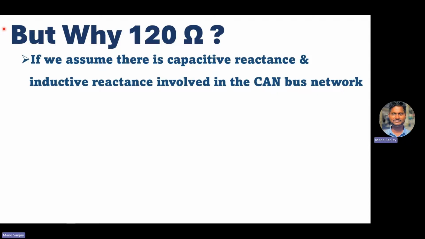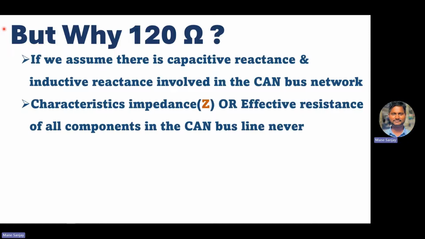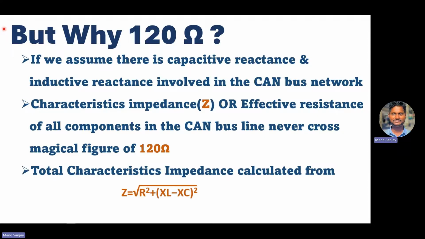And considering all this, the characteristic impedance, sometimes called the effective resistance, of all that network or the bus components in the CAN bus line never crosses the magical figure of 120 ohm. So the total characteristic impedance calculated from the equation Z equals the square root of R squared plus (XL minus XC) squared, whatever value we get, is not more than 120 ohm. It's a worst case value.